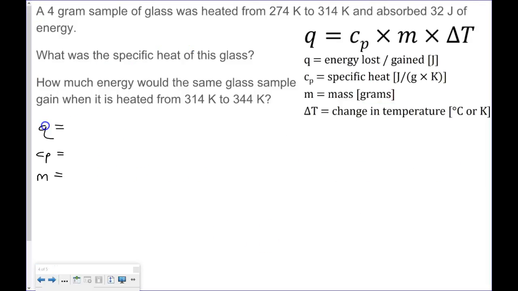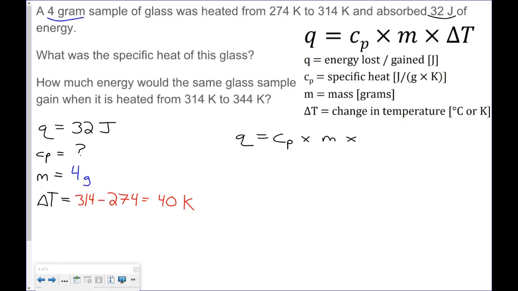All right, so now I have a sample of glass. Now this one's a two-part question. I need to first solve for the specific heat, then try to figure out what's going to happen if I change that temperature from 314 on up. So let's first solve for the specific heat. It's a 4-gram sample. I know that 32 joules are added to it, and my change in temperature is going to be 314 Kelvin minus 274, so it's a 40-degree Kelvin difference.